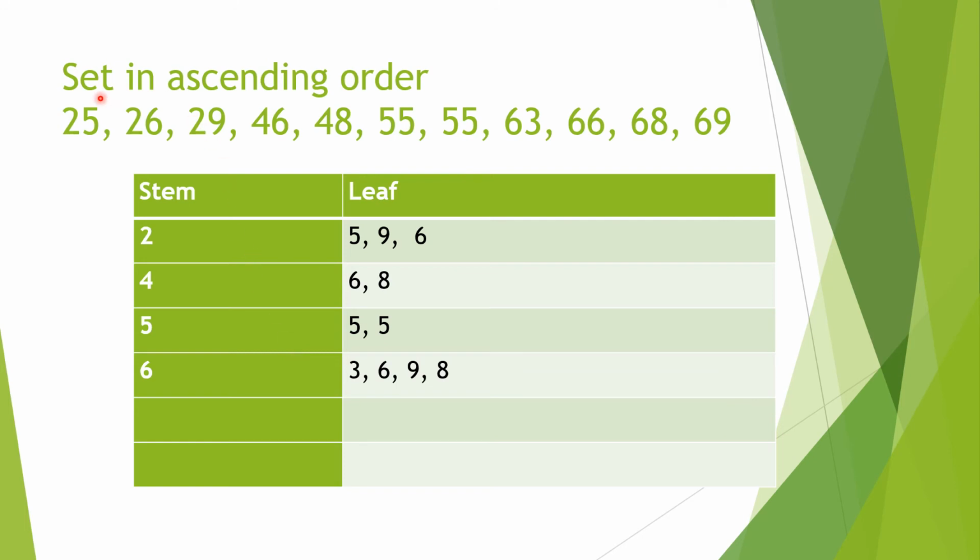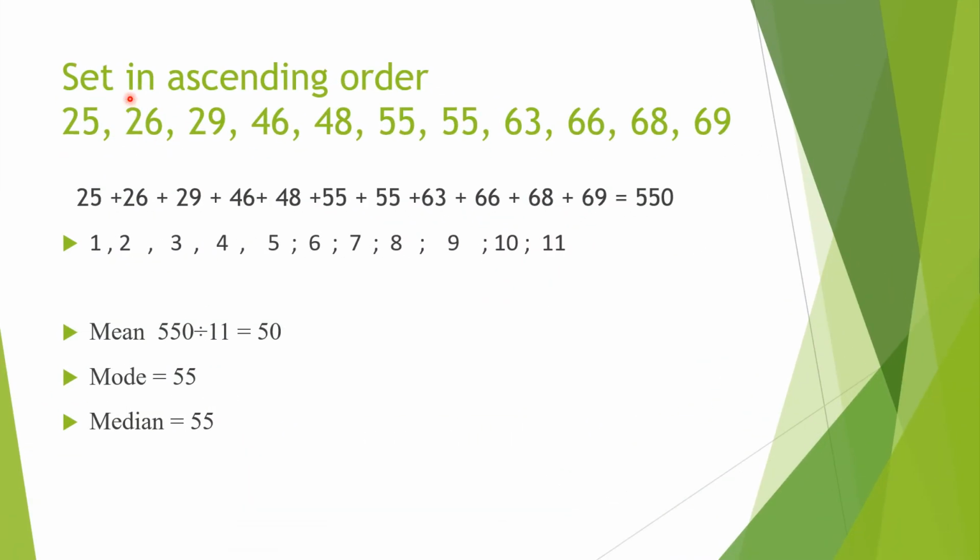Now, let's do it in ascending order. What we do is take all the numbers from the leaf and the stem, those that we just checked out a while ago in the slide before, and put them in ascending order. Hence, 25 first, then 26 second, then 29 third, then 46, then 48, then 55, 55, then we put 63, 66, 68, and 69, all in ascending order. So the numbers here are set in ascending order.